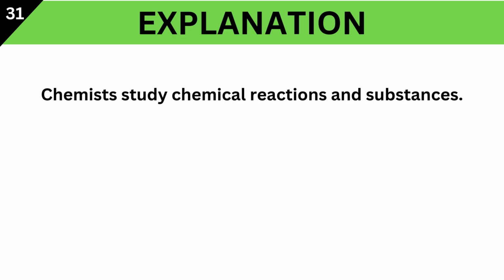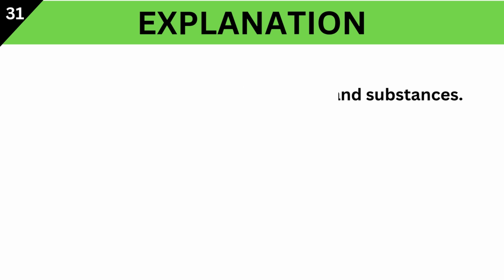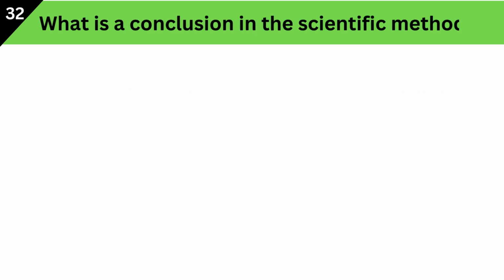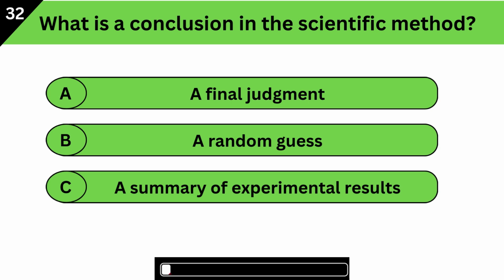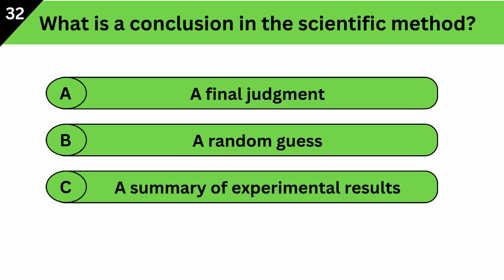Explanation. Chemists study chemical reactions and substances. What is a conclusion in the scientific method? Option A, a final judgment. Option B, a random guess. Option C, a summary of experimental results.